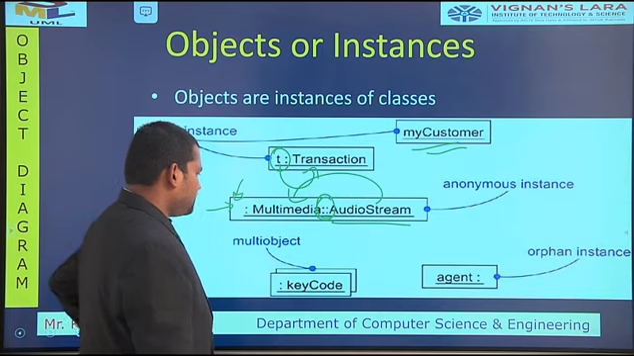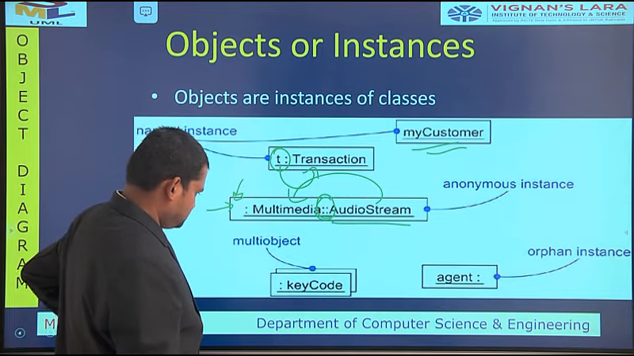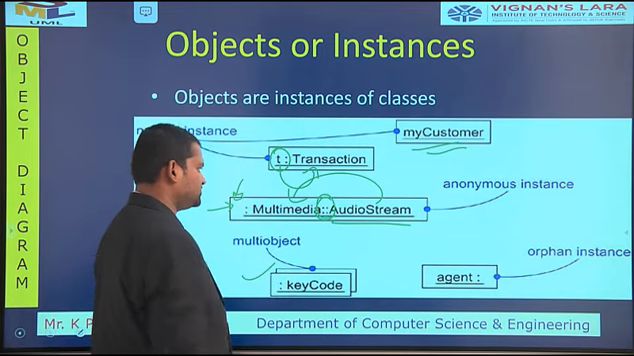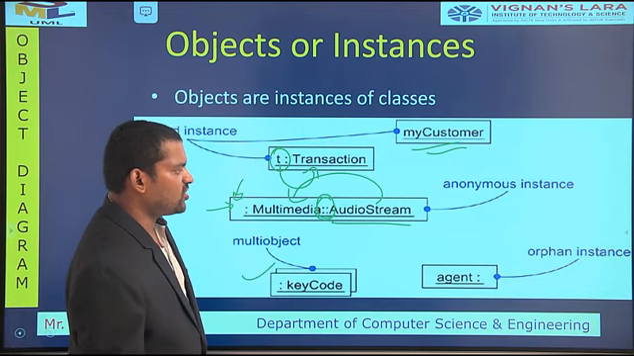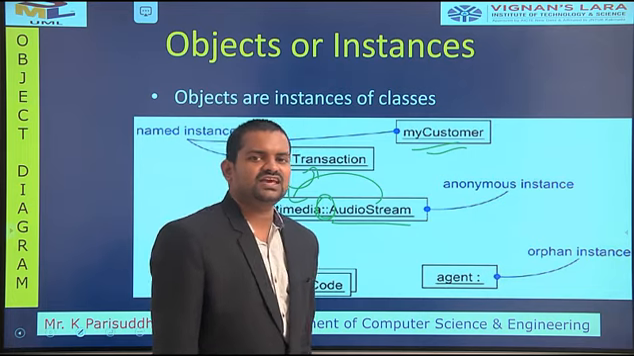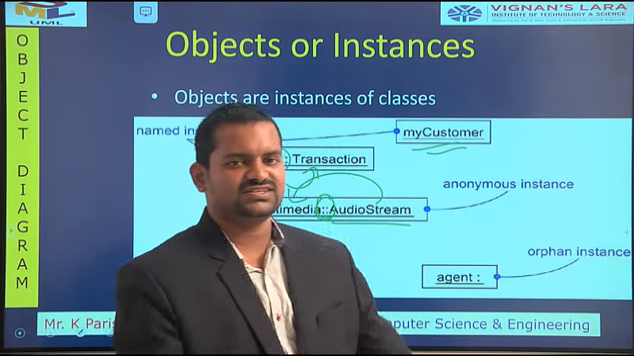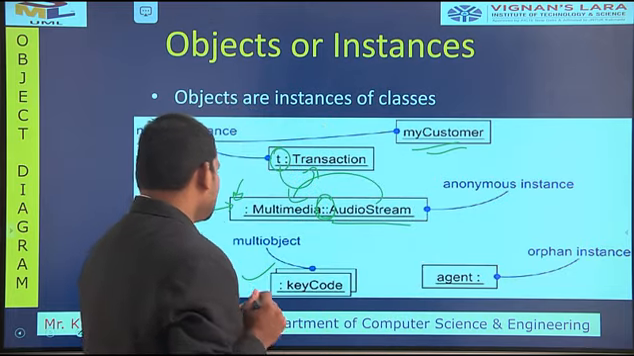Next, multi-objects are represented like this. And orphan instances do not have a class name, but they have an object name. That is an orphan instance.